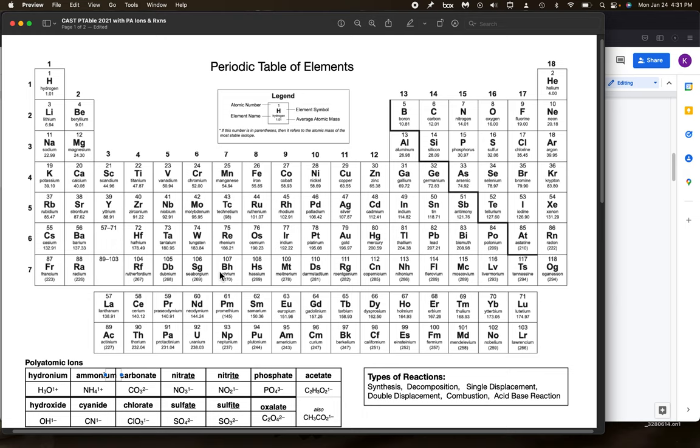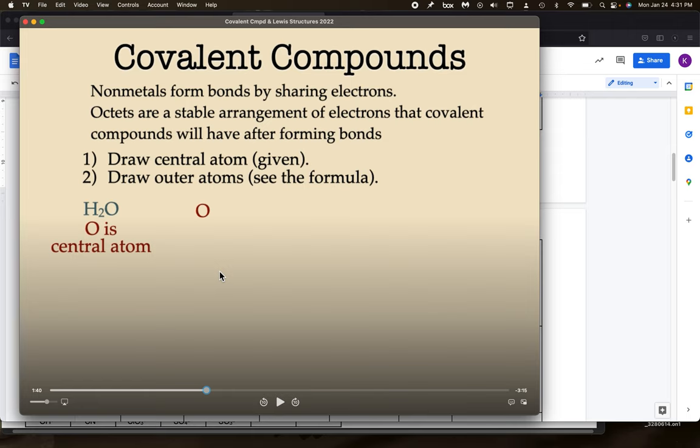Okay, so for the next section, and I am going a little faster, so pause if you have to, or go back. I will give you a covalent compound, something made of nonmetals, and you are supposed to show me how they share electrons. If I tell you what's in the center, so oxygen will be in the center. The hydrogens will be on the outsides. 6 valence electrons for oxygen.